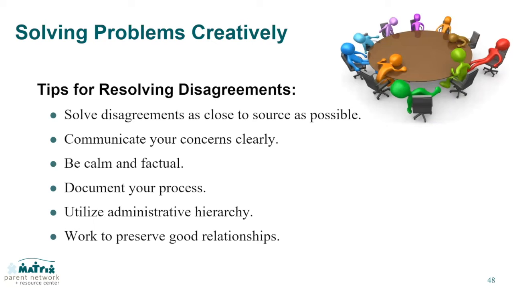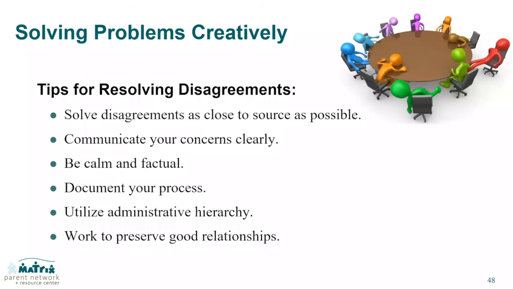When you have a disagreement with the IEP team or with any other agency, you should try to resolve the disagreement as close to the source as possible. If you're just having a disagreement with one particular teacher, if you can sit down and work that out with a teacher, that is the best way to go. But if you can't, there's a principal, there's a special education director, there's somebody else you can go to, but always start with where the problem exists.